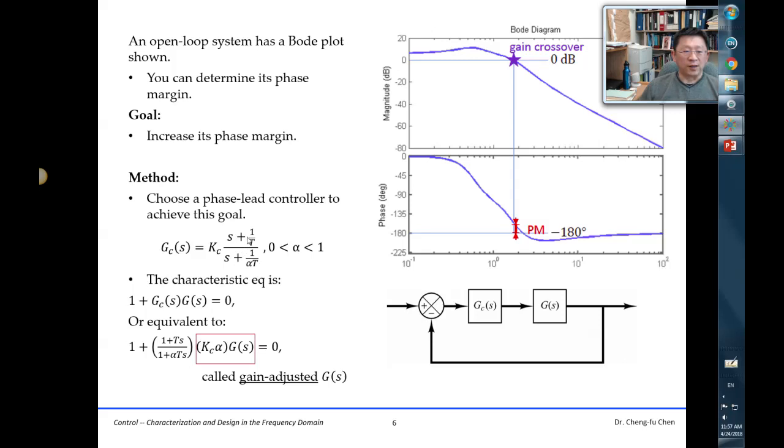I simply multiply alpha on the numerator and denominator, and then put it in here. And then that alpha comes to here. So alpha combined with Kc, I have Kc alpha, which is a constant. I group this with G(s), and in our textbook this is termed the gain adjusted G(s), or gain adjusted open loop system. So the design will have two big steps. One is about this, the other one is about this. Okay, we move on.